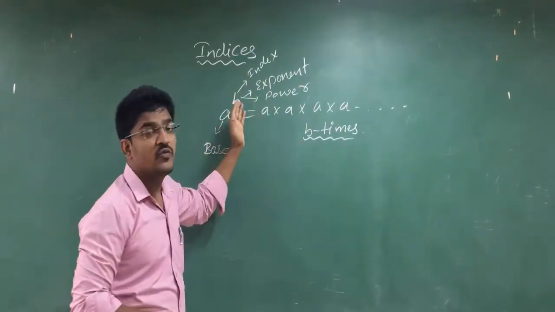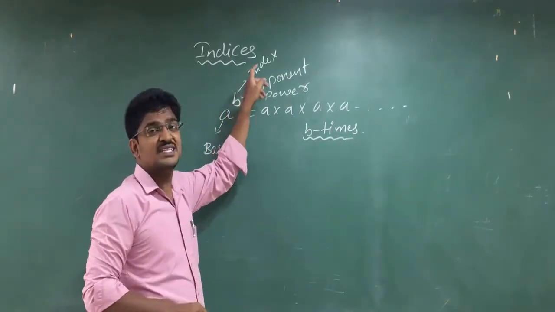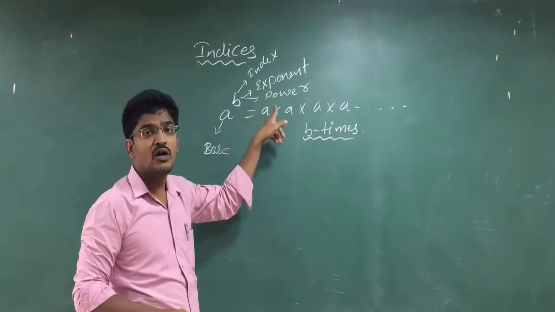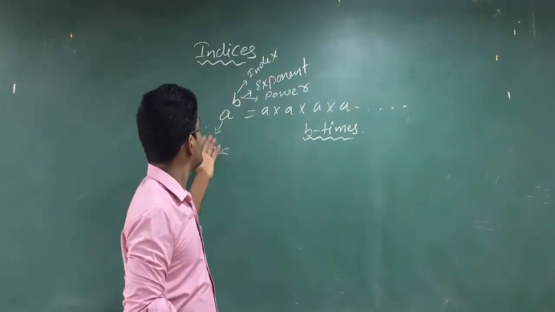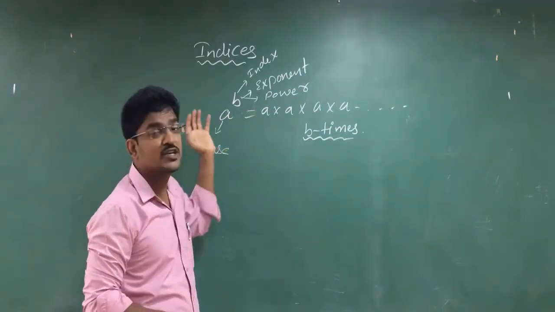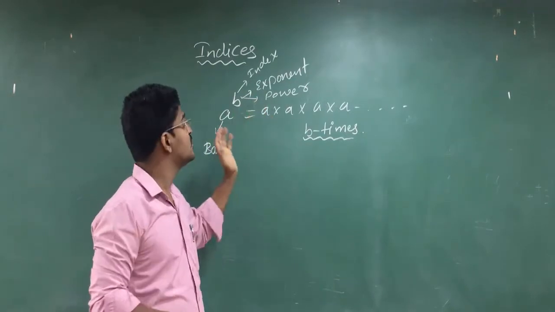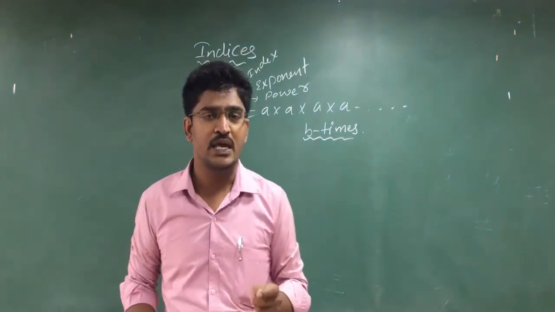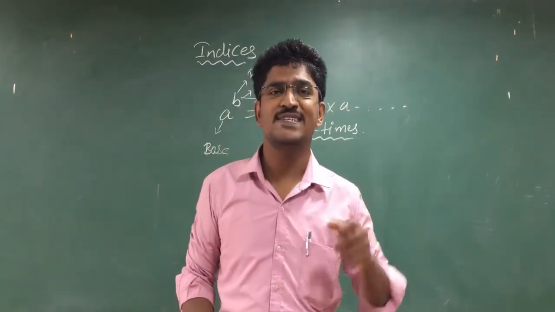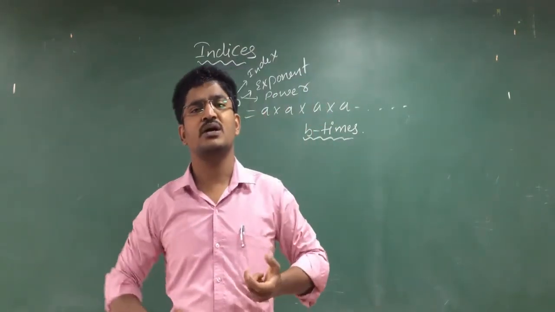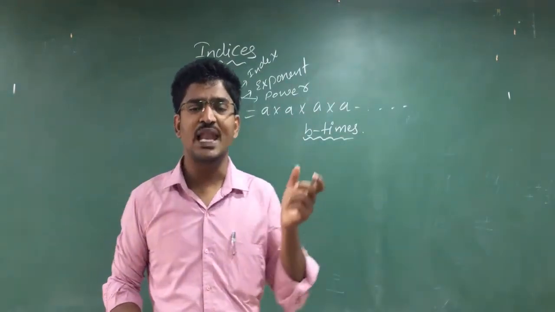So a to the power of b means a is the base, b can be called the index, exponent or power. Generally we use power. Clear? So we say a to the power of b. We don't say a to the exponent b, or a to the index b. We generally call it a to the power of b. Clear, students? So this expression is called exponential form.